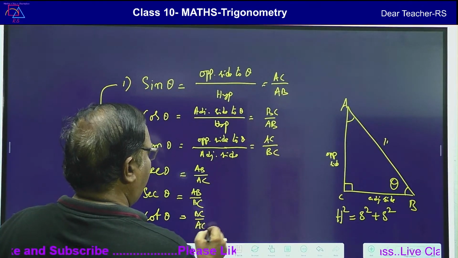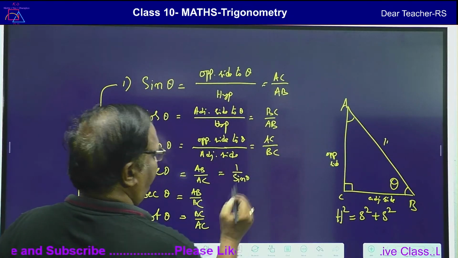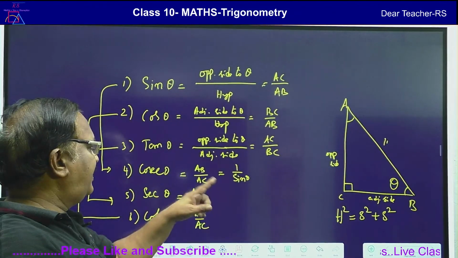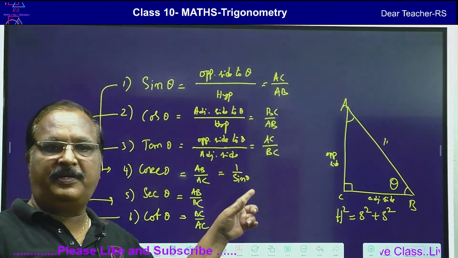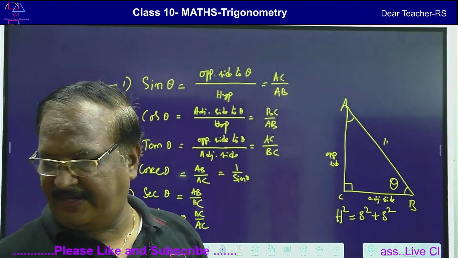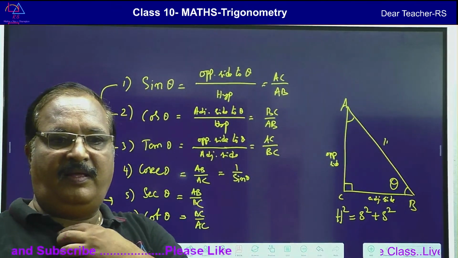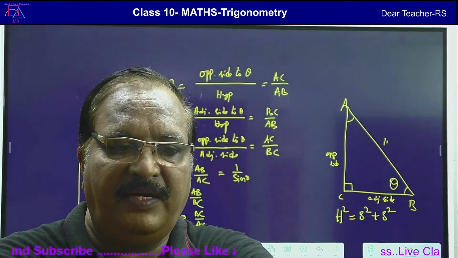It is not only like this, you can write 1 upon sin theta also, because they are reciprocals to each other. Cosecant theta is equal to 1 upon sin theta. The voice is very low. I think it's fine only.